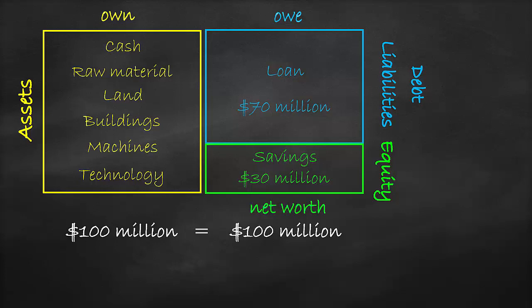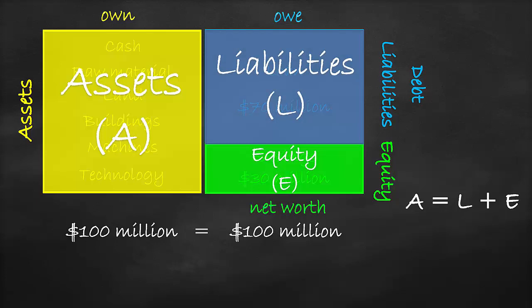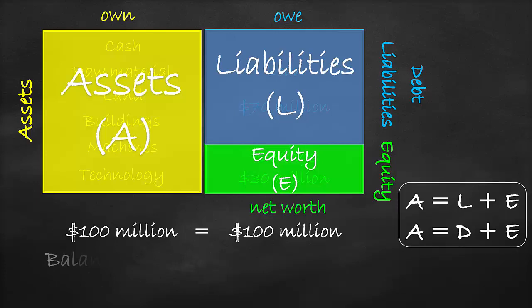So, the balance sheet equation, or more commonly known as the accounting equation, is assets equals liabilities plus equity. Or we can write this equation as assets equals debt plus equity. Since assets of $100 million must be balanced with total liabilities and equity of $100 million, we call this financial statement the balance sheet, as both sides must balance, or in other words, must be equal. If both sides are not equal, we know that there is something wrong with our calculation.